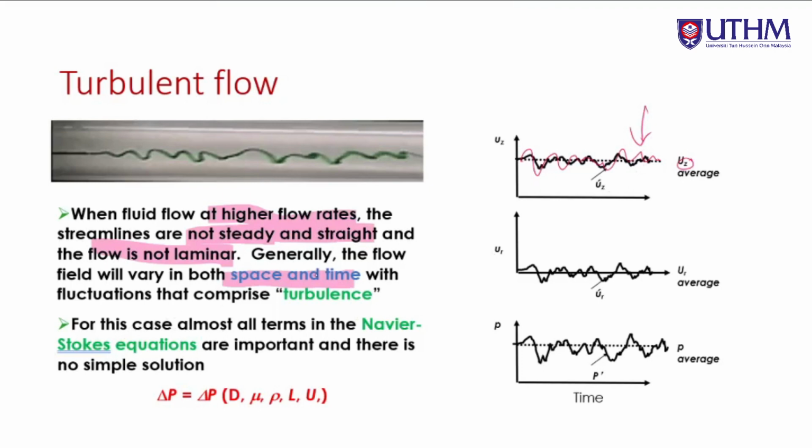Okay, for this case, kalau kita tengok dari sini, ini in terms of z direction, ini in terms of radial direction, both are fluctuating. Same occurs bila pressure. This x-axis is considered as time. Okay, so maksud dia time berubah, the fluctuation of the velocity and pressure is berubah.